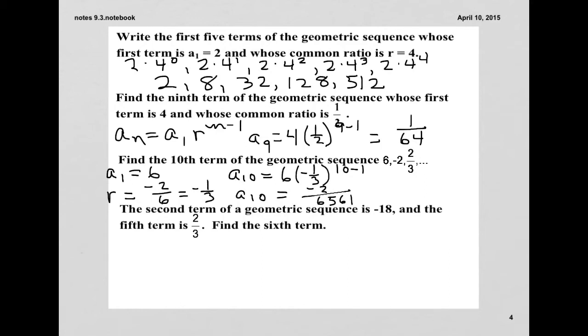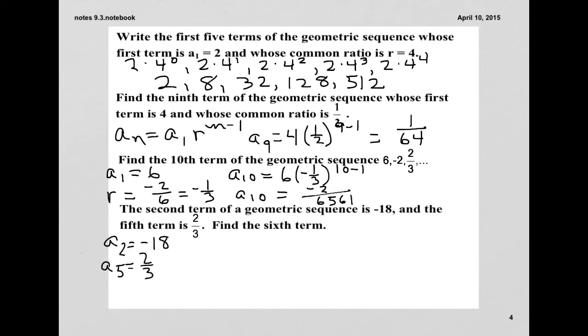Okay? Now on to our last one. The second term of a geometric sequence is negative 18, and the fifth is 2/3. Find the sixth term. Well, there's a few things we need to find. We need to find r, and we need to find the first term. So we know that a sub 2 is equal to negative 18, and the fifth term, a sub 5, equals 2/3.